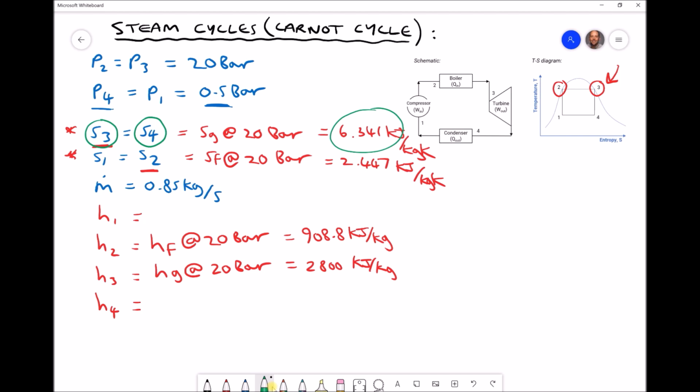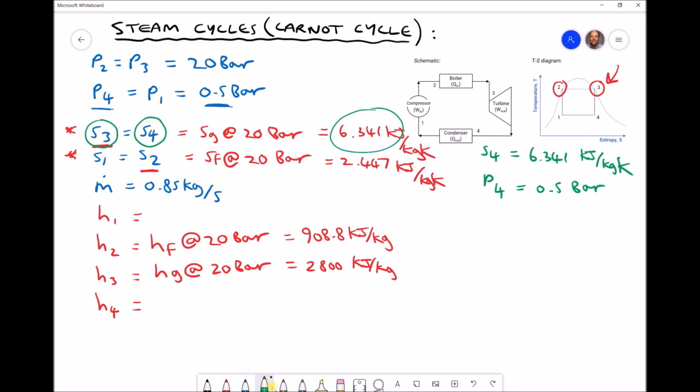So let's make a note of what we know about position 4 then. First of all, we know S4 equals 6.341 kilojoules per kilogram Kelvin. But we also know the pressure at position 4, because the pressure at position 4 is our lower pressure, or our condenser pressure, of 0.5 bar.